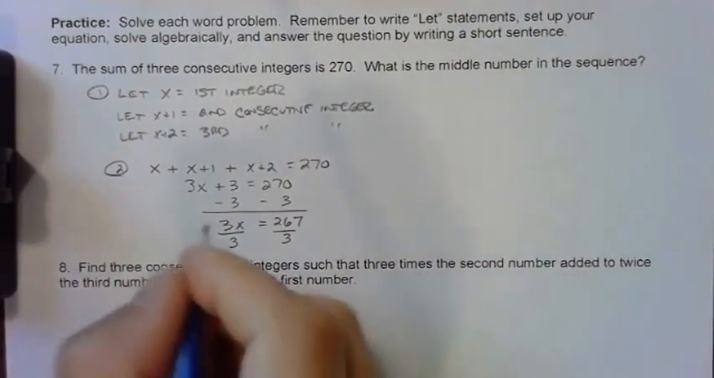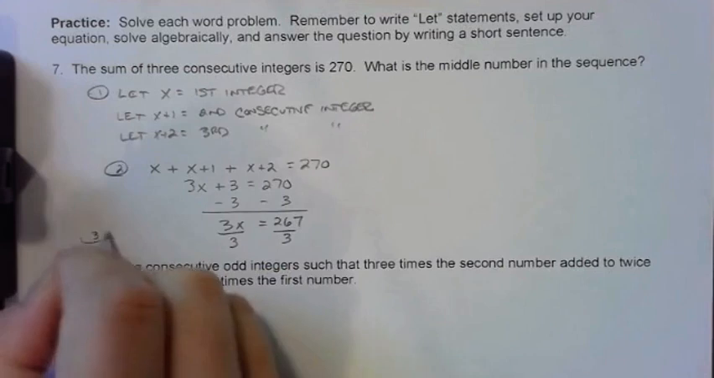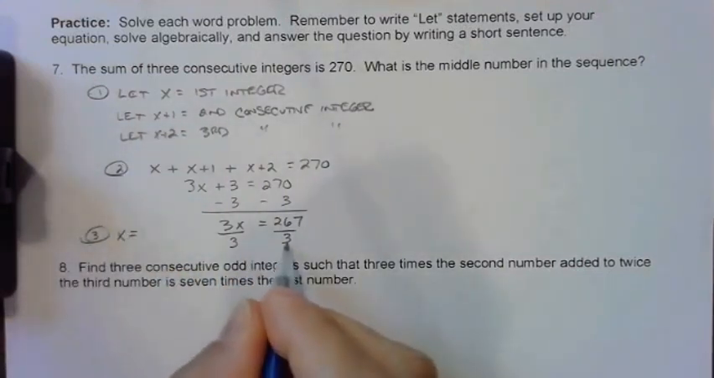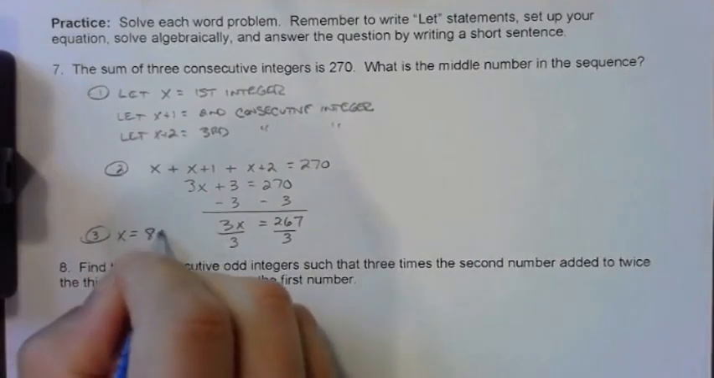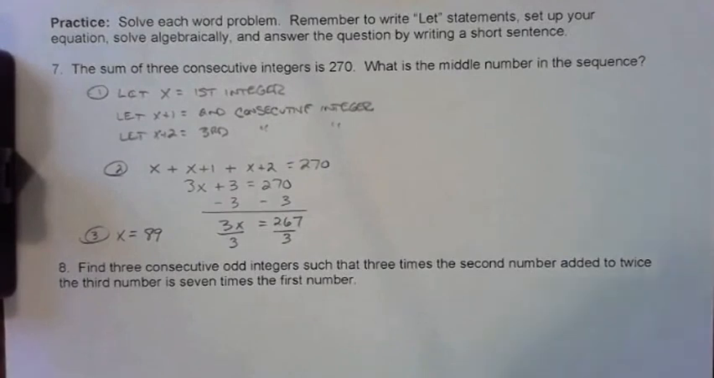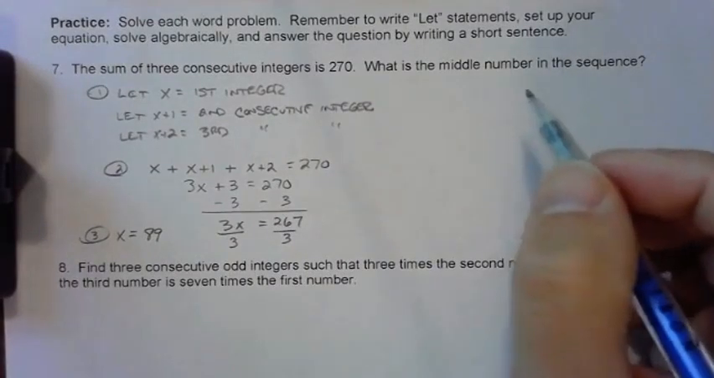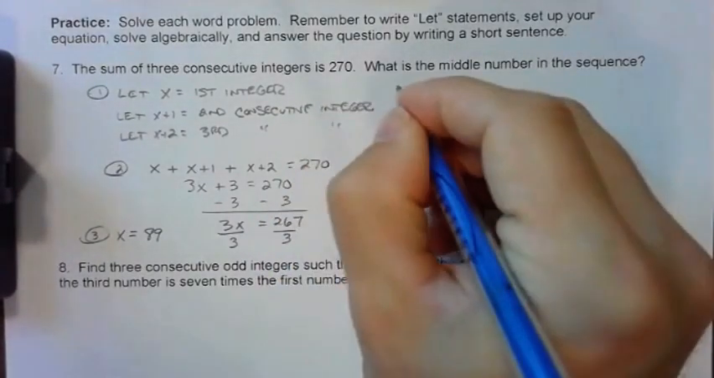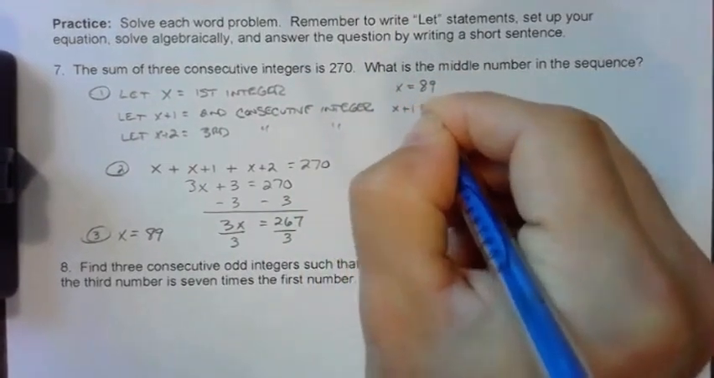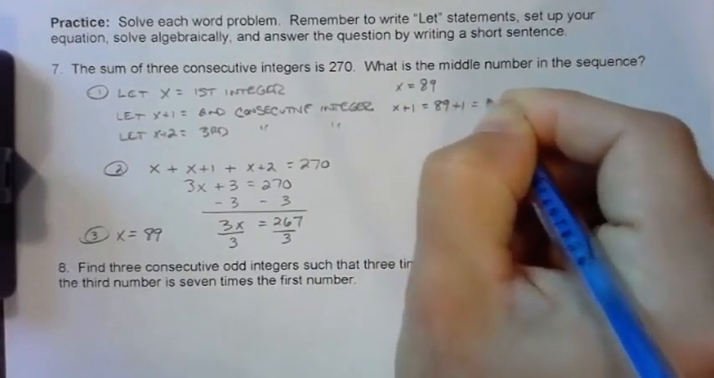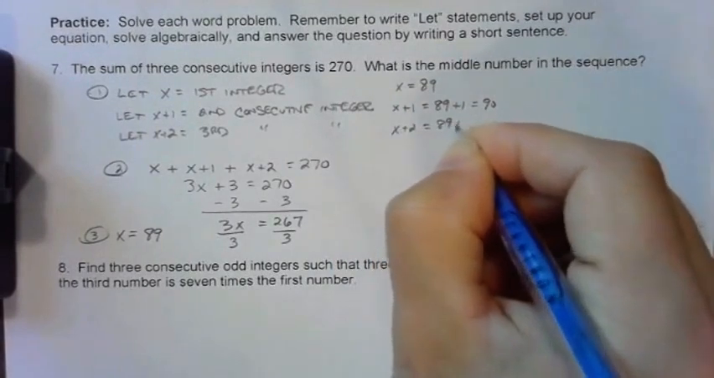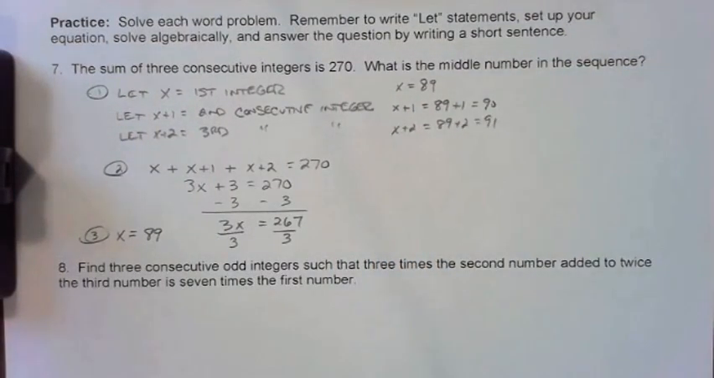All right, I'll move this over here where I've got a little more room. This is the third thing that I had to do. x equals 267 divided by 3 is 89. All right, x is 89. So let's see if we can figure out what the values of our numbers are. The first integer, x, we just said was 89. The second integer, x plus 1, becomes 89 plus 1, which is 90. And then our third one, x plus 2, becomes 89 plus 2, or 91.